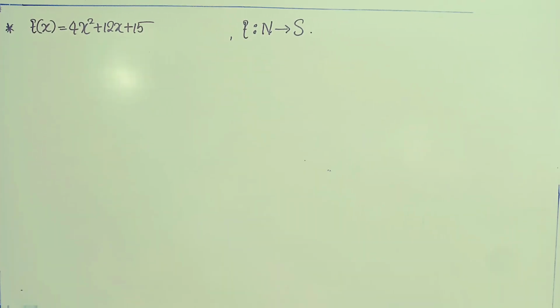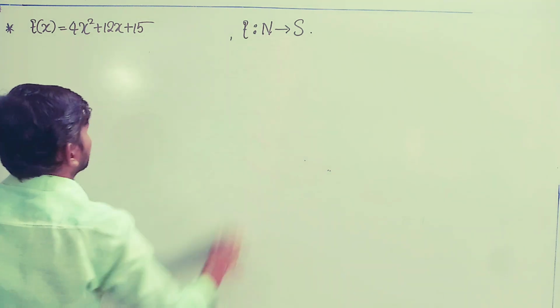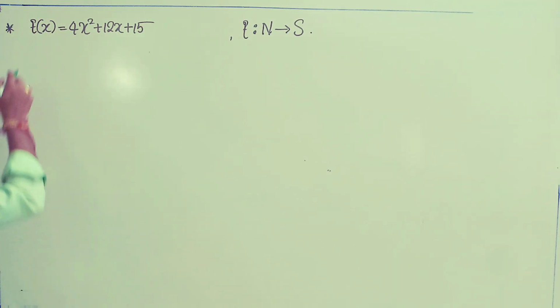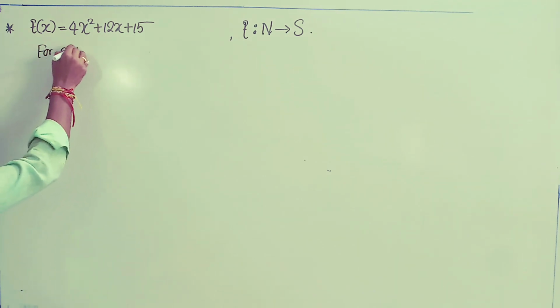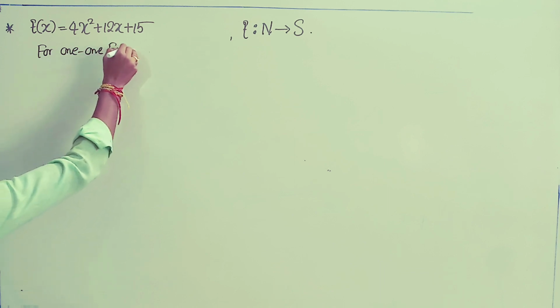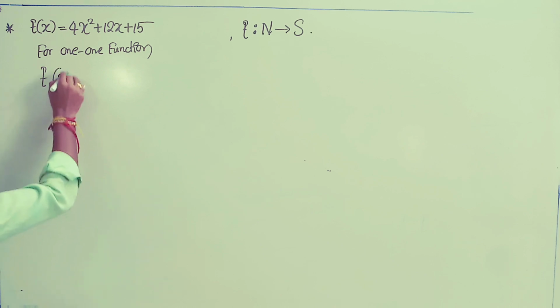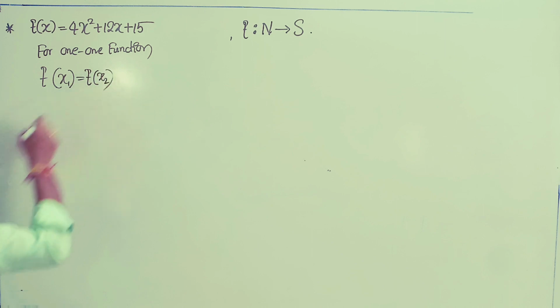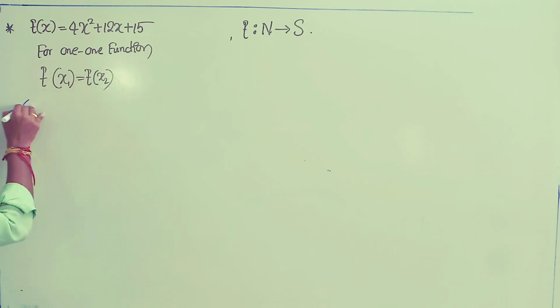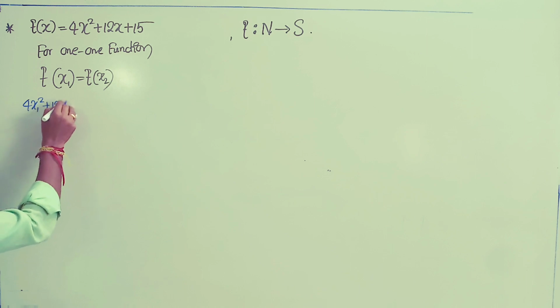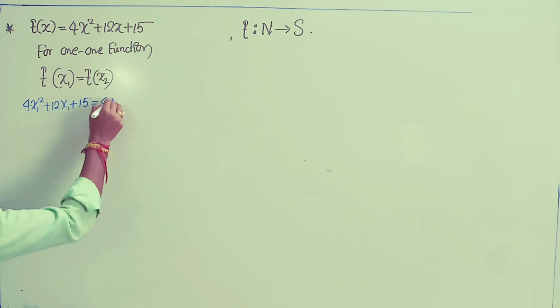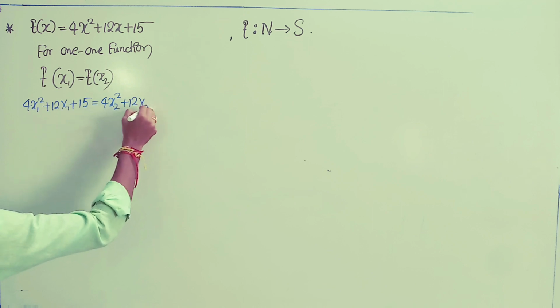Focus on the next question, which is similar to the previous one. Again, I need to find 1-1 as well as onto as well as inverse. Here the domain is the natural numbers and the range is the set S. First of all, I'd like to check the 1-1 function. You already know that I have to write f of x1 equal to f of x2. What is our f of x1? It will be 4x1 square plus 12x1 plus 15 is equal to 4x2 square plus 12x2 plus 15.